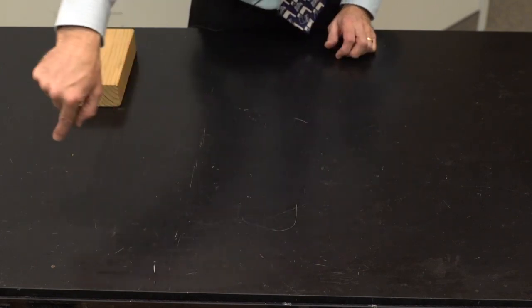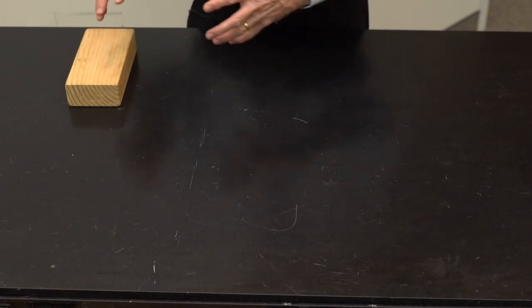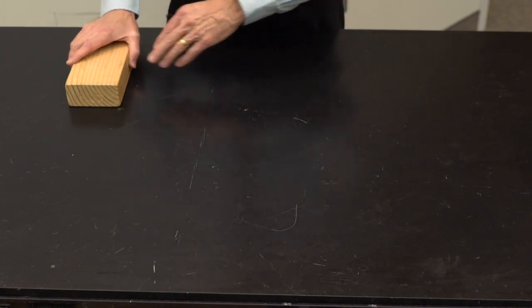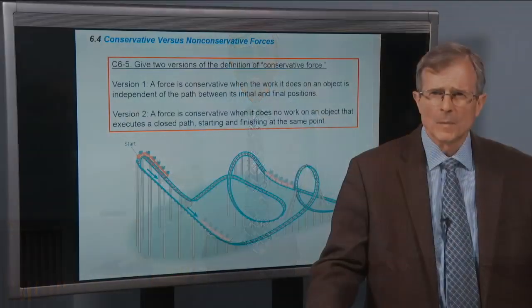So each one of these legs of this closed path that this block is going through, kinetic friction does a negative amount of work. So none of those are going to cancel each other, and you're just going to get 4 times that negative amount of work for each one of the legs of the square. So kinetic friction is not a conservative force because the work that it does in executing a closed path is not zero. In this case, it's negative.